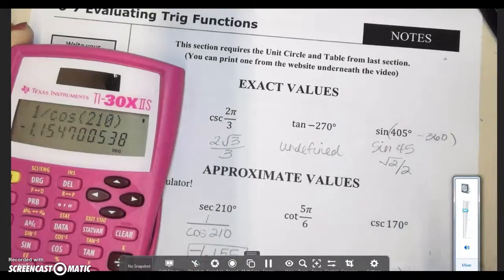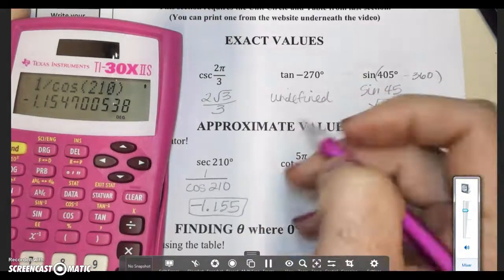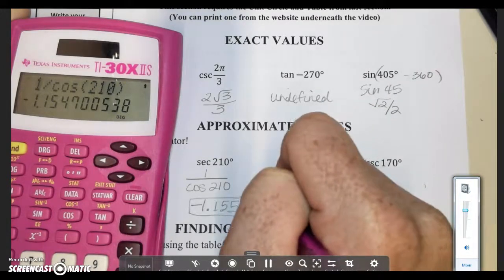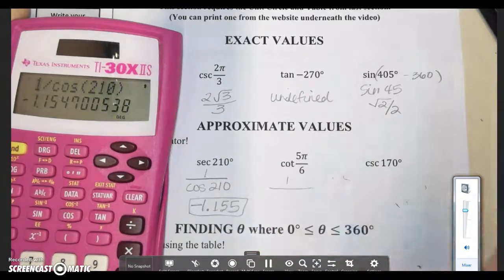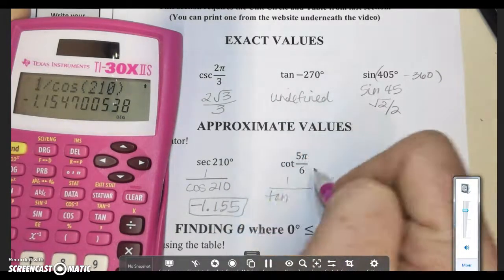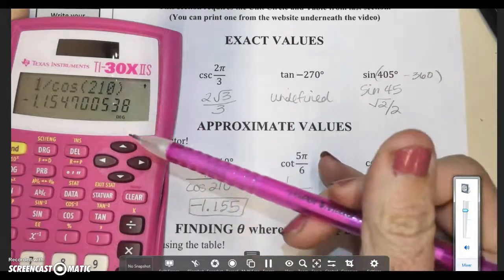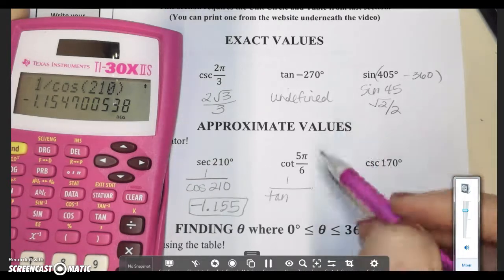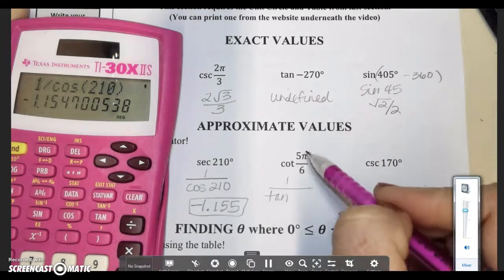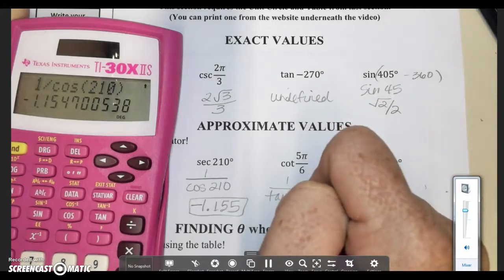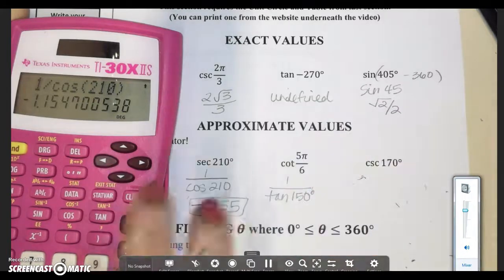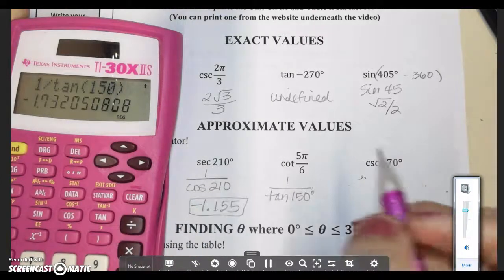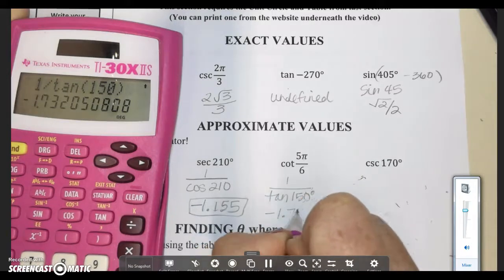Sorry about that. Okay, same thing with cotangent. We don't actually have a cotangent key, but we know that this is the same as 1 over the tangent of 5 pi over 6. Now you can change your calculator to radian form every time you use a radian, or you can just convert that to a degree, which is what I do. So every 1/6 of a pi is worth 30 times 5. That means that's tangent, same as 150 degrees. So I'm going to do 1 divided by the tangent of 150, and that's going to give me a value of negative 1.732.